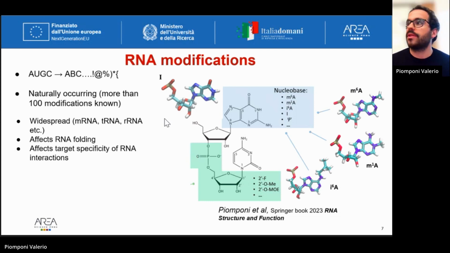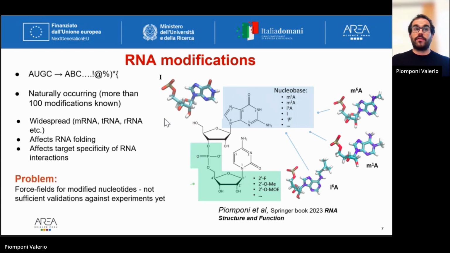So the purpose of my project was to use molecular simulation to investigate the impact of these modifications on RNA structural dynamics. But of course, a problem we needed to face was the problem of the force field. Indeed, over the years a lot of effort has been made to parameterize the four standard nucleotides as well as possible, but not a lot of effort has been made so far for modified nucleotides, which are so many. So we cannot really trust the force field for modified nucleotides, also because they have not been validated against experiments yet. So we must take care of this and always try to combine our simulations with the experimental data that are available for modified nucleotides.